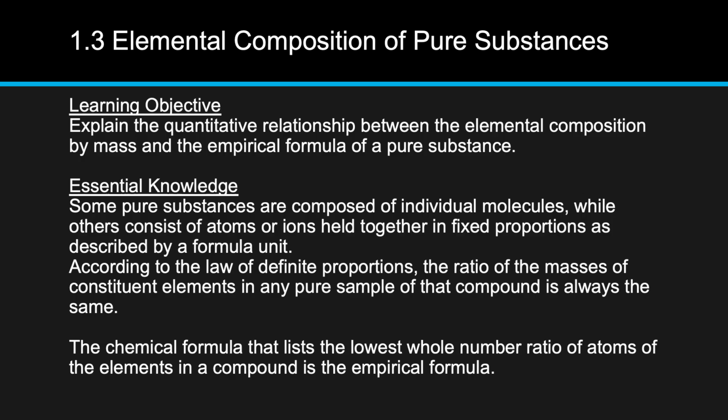So some substances are made up of molecules, while others are made up of atoms or ions that are bonded together in set ratios. The law of definite proportions says that a compound always has the same ratio of elements by mass, and the empirical formula shows the simplest whole number ratio of those atoms in the compound.